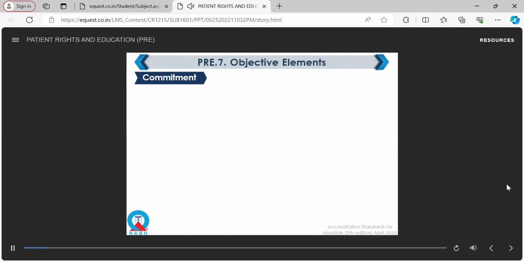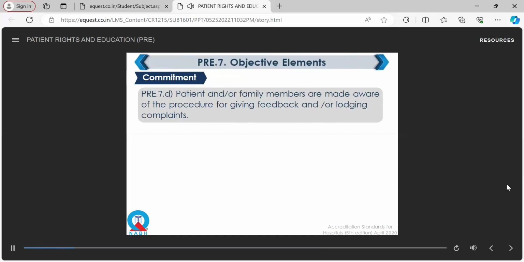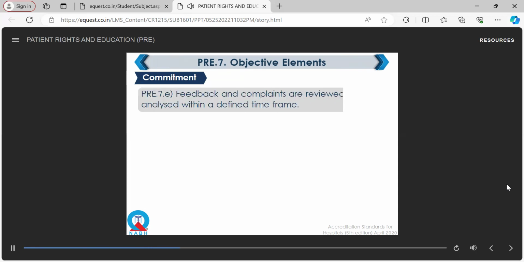The next objective element is a commitment that patient and/or family members are made aware of the procedure for giving feedback and/or lodging complaints. The next element is a commitment that feedback and complaints are reviewed and/or analyzed within a defined time frame. And the last objective element is also a commitment that corrective and/or preventive action or actions are taken based on the analysis where appropriate.